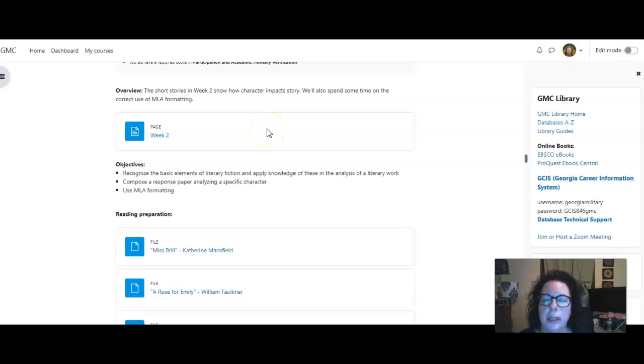We are continuing our exploration into fiction this week. And in week 2, we're looking at how character impacts a story, and we're also going to look at some MLA formatting, which is the style that we will be using for writing during this course. So this looks very familiar to week 1, and if you had taken English 101 here at Georgia Military College, this is still the similar format.